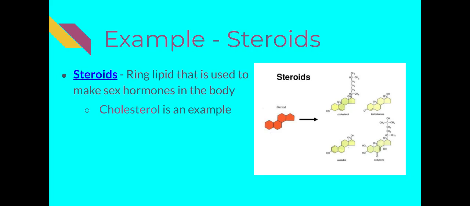Next one is steroids. Steroids are a ring lipid that's used to make sex hormones in the body. So steroids are used to make estrogen if you're a female and testosterone if you're a male. Now, even though you're a female, you do have a small amount of testosterone, and that's because you have an organ in your body called the adrenal gland, which also makes other androgens. The same thing goes for males. You have a small amount of estrogen as well.